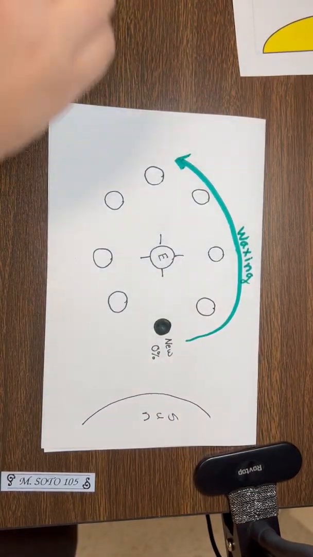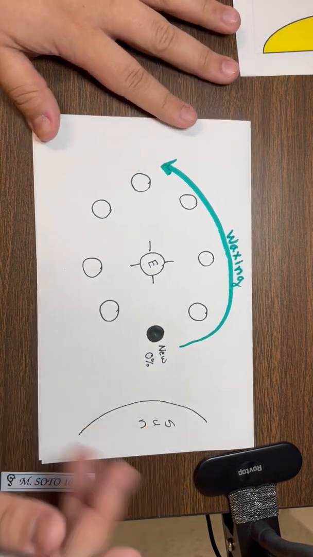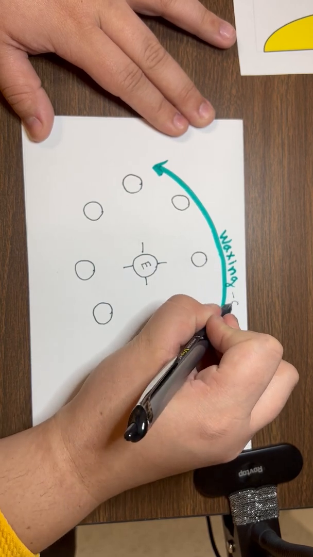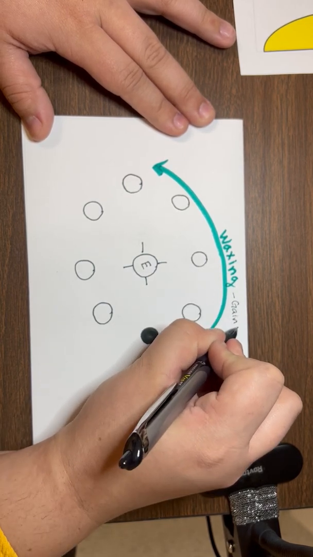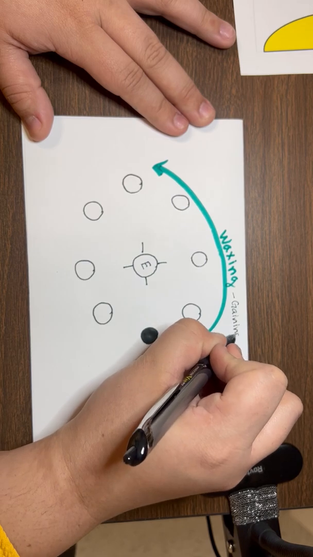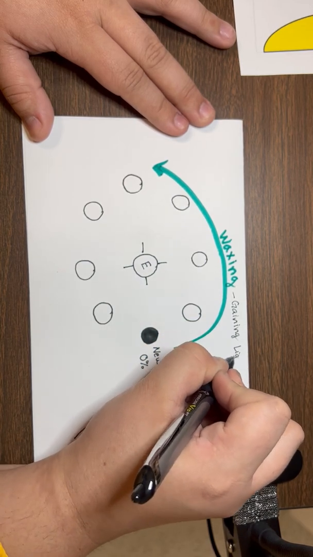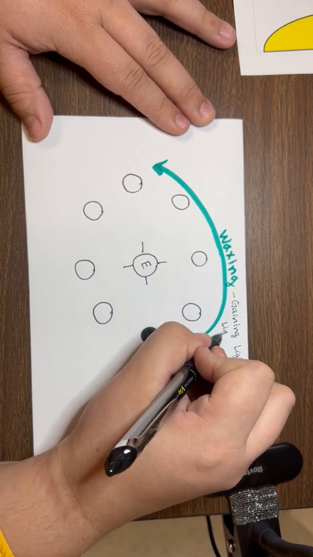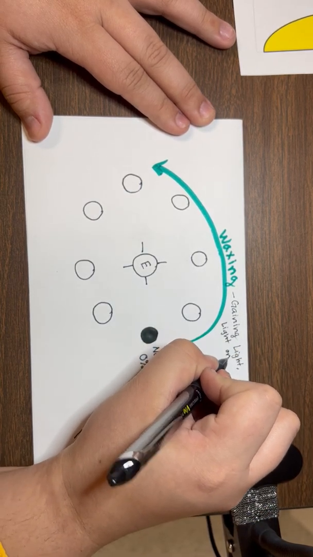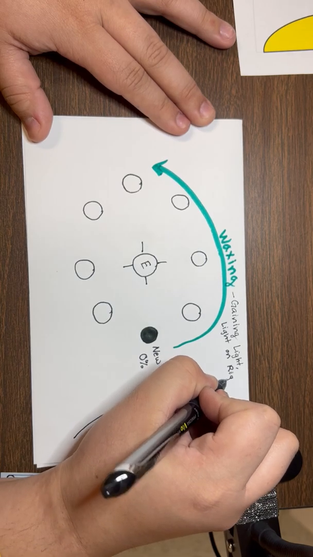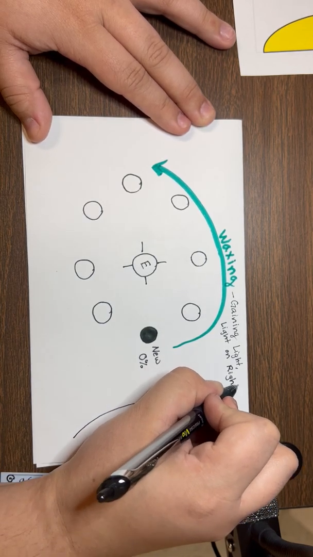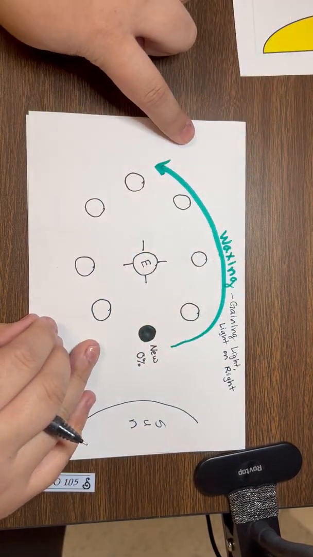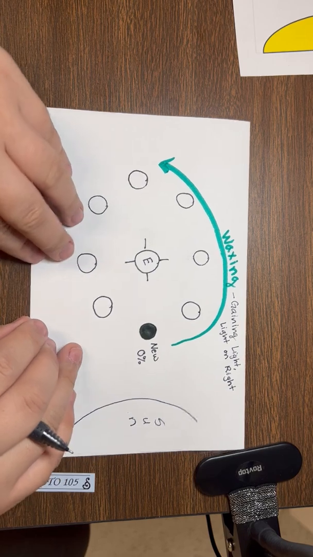Waxing just means, oh, there's the bell. I'm going to continue to go. Waxing just means gaining light, and it also means that the light is on the right. So light on right. All right, so all of these are gaining light. We're going to go ahead and fill those in.